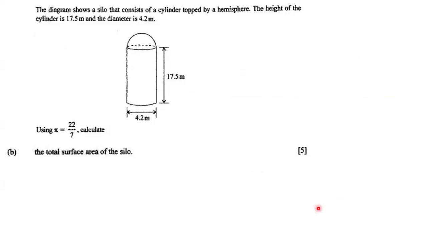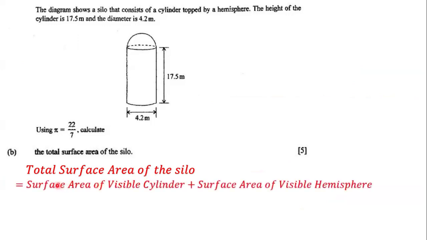Next, in order to figure out the total surface area of the silo, we're going to add. So we add the surface area of the visible cylinder with the surface area of the visible hemisphere. And when we add those two, we get 244.86 meters squared plus 27.72 meters squared. And when we add that, we get that the total surface area of the silo is 272.58 meters squared. And that's the answer for the total surface area of the silo.